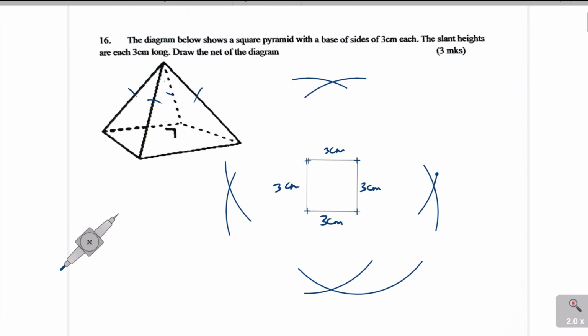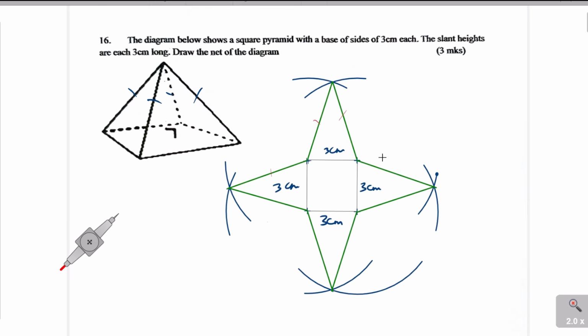now you join all these points, join these corners to the point of intersection like that using a ruler. Join the corners to the point of intersection of the arcs like that. And the last one is here. That is how you draw the net. Notice that all these sides are equal. All these sides, the slant heights, are equal, and they are all 3 centimeters. So that is how you draw the net of that square-based pyramid.